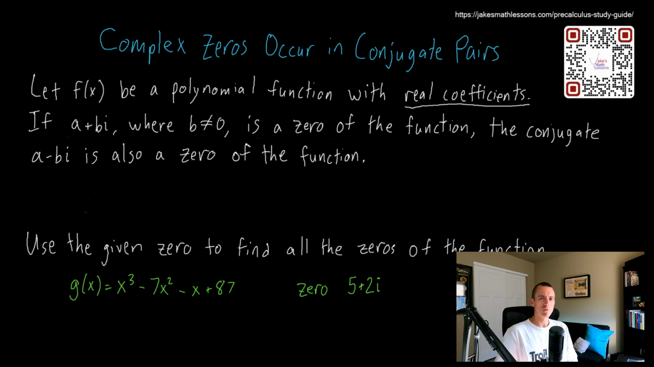Today we're going to be continuing on and talking a bit more about finding zeros of a polynomial. Specifically, we're going to be talking about complex zeros and how they show up as conjugate pairs in polynomials.